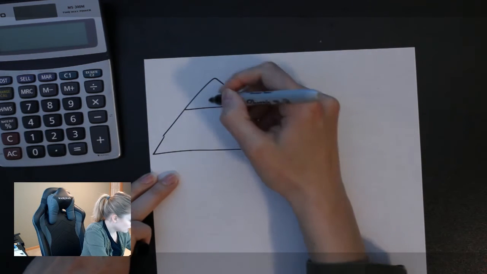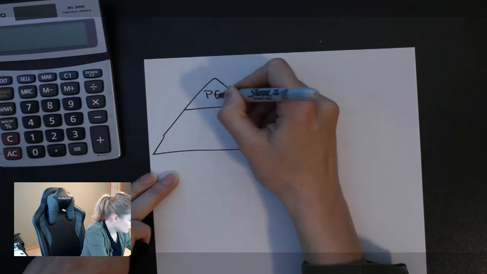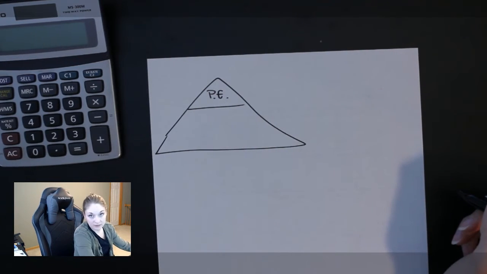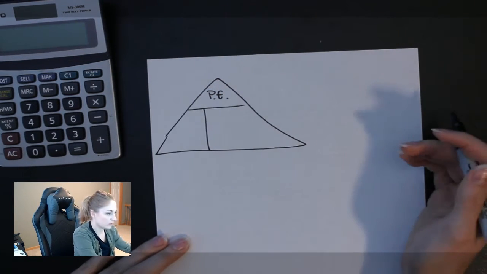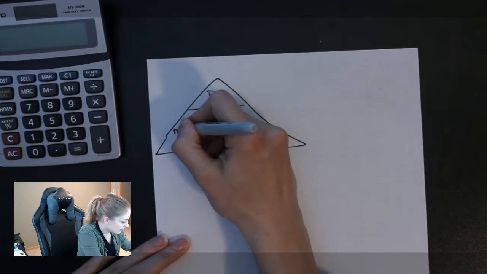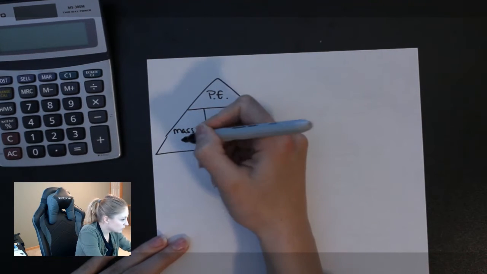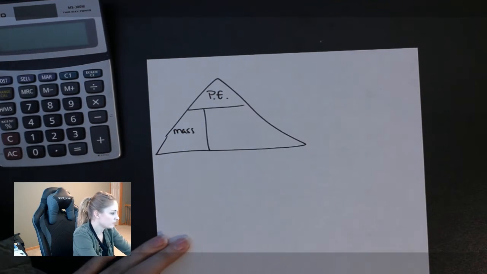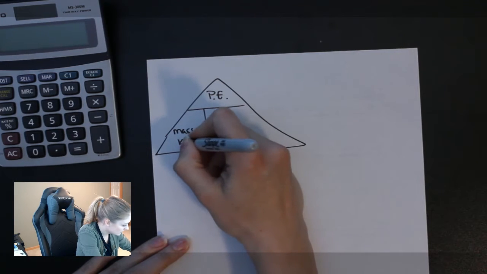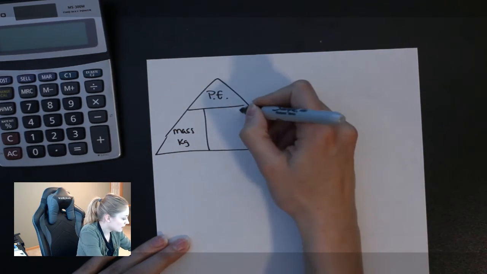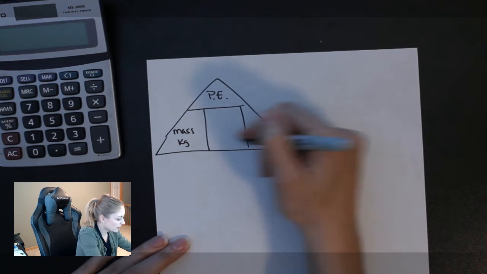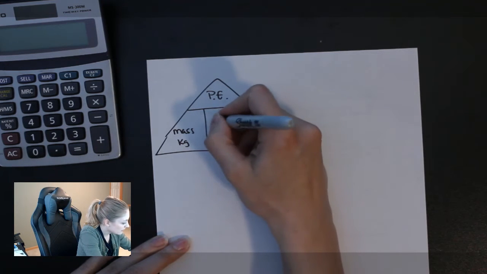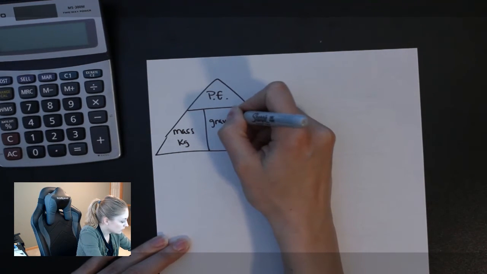All right, so just to copy down that, let me see if I can get that all in here. So at the top is PE, and again, that PE stands for potential energy. Then over on the side, you can fill this out in any order, I had mass, which we will be reporting in kilograms. And then in the center, I had gravity. Again, the order doesn't matter on the bottom as long as they're on the bottom. And this is what is new to us.